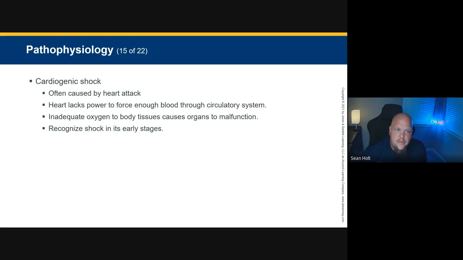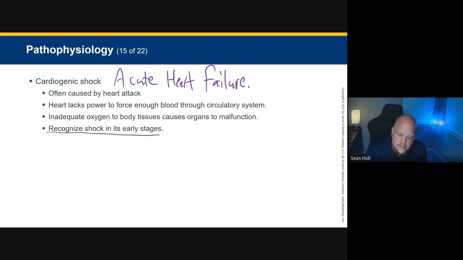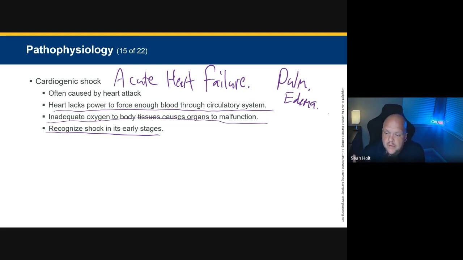Cardiogenic shock, we talked about it, right? Often caused by heart attack. This is that acute heart failure, right? Recognize shock in its early stages. Inadequate oxygen to body tissues can cause organs to malfunction. The heart lacks power to force enough blood through the circulatory system, and that's going to cause generally pulmonary edema, fluid in the lungs. Okay, so cardiogenic shock, think backup of the left ventricle.